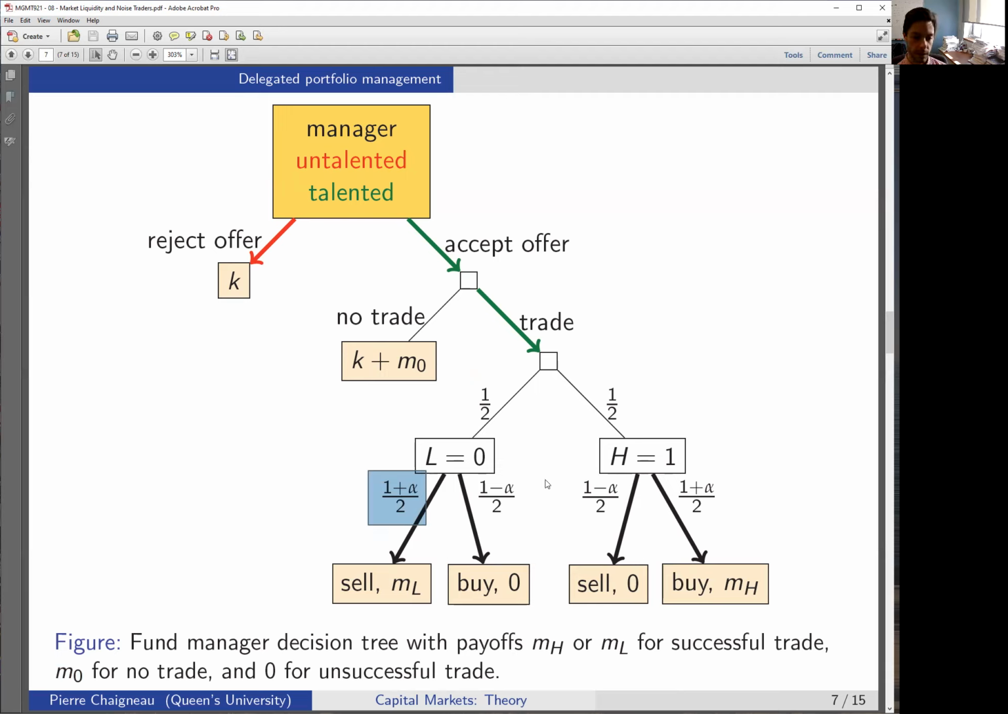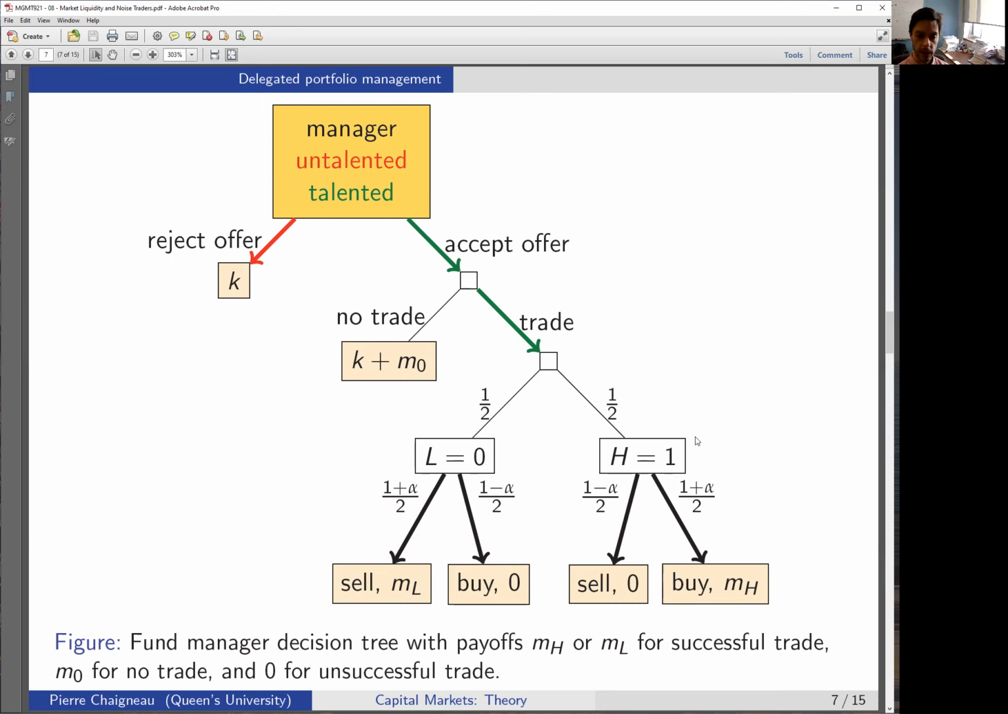Okay, and he's going to buy with probability (1 − α)/2, right? With probability 1 − α he is uninformed, and with probability 1/2 he gets unlucky when he trades randomly. Okay. And then, of course, with the greater probability he will make the right trade, so he will sell, in which case he will get the reward ML. Okay.